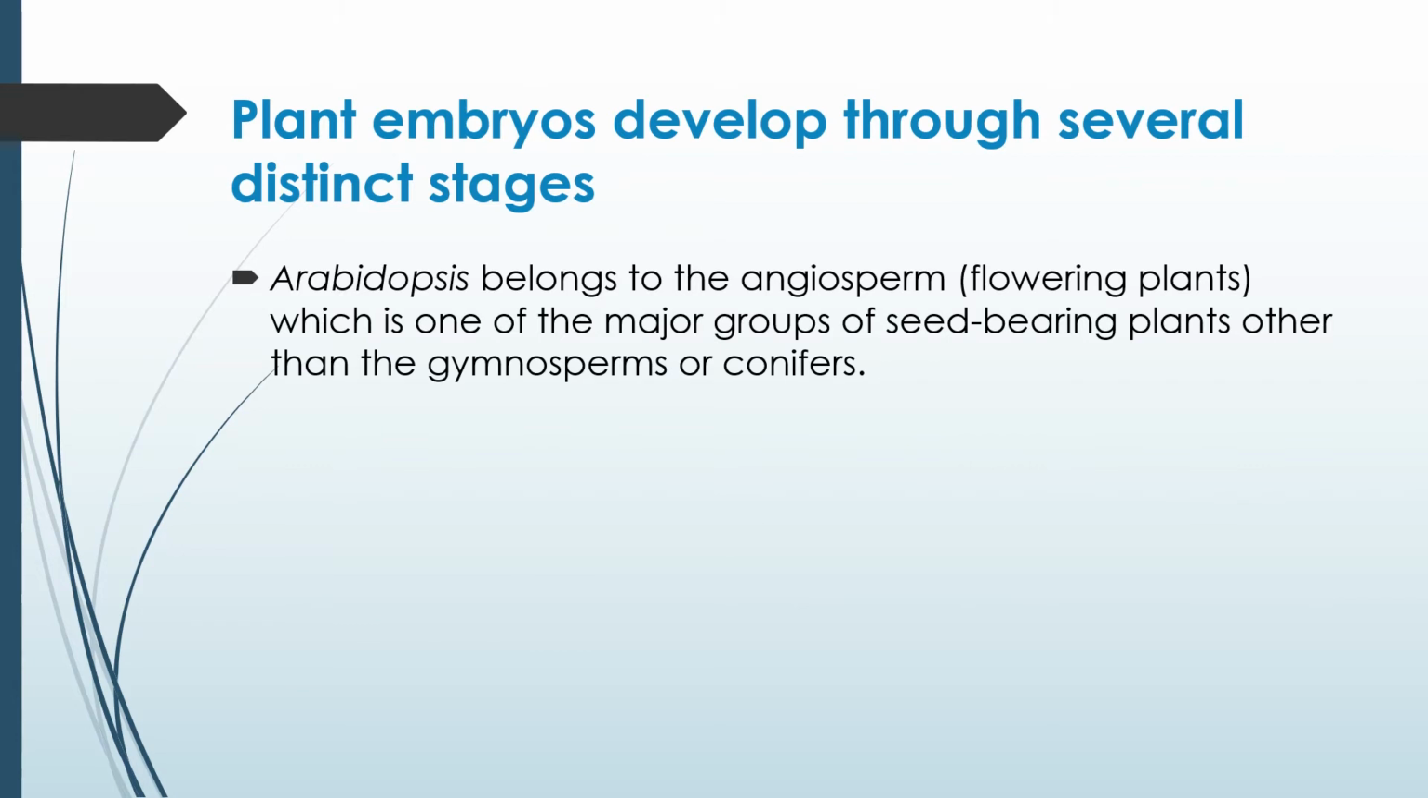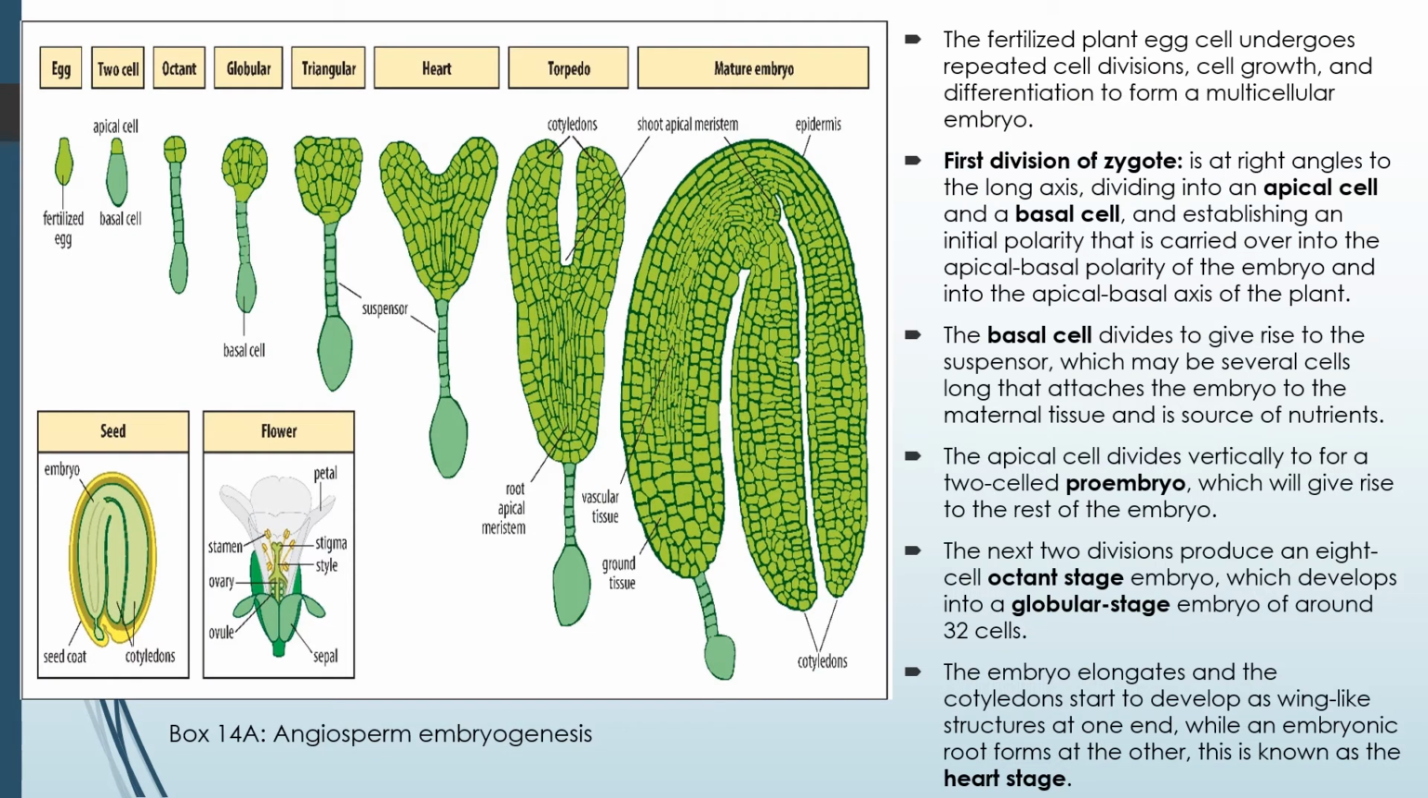So plant embryos develop through several distinct stages. Arabidopsis belongs to the angiosperms or the flowering plants, which is one of the major groups of seed-bearing plants other than the gymnosperms or the conifers. So they develop differently from each other. Okay? So here, the fertilized plant egg cell undergoes repeated cell divisions, cell growth, and differentiation to form a multicellular embryo.